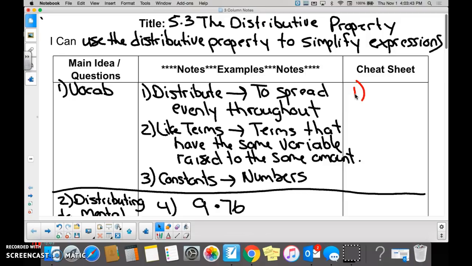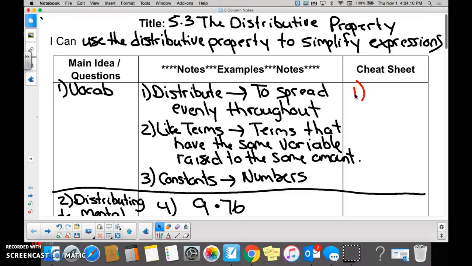Three vocab words for today. The first one is distribute. The title of our lesson is the distributive property, so we need to know what distribute means. It means to spread evenly throughout. For example, think of yourself playing cards with a group of friends. The dealer usually gives cards out to everybody sitting at the table by dealing them, giving each person the same amount of cards. So they're distributing the cards evenly to their friends while playing cards.